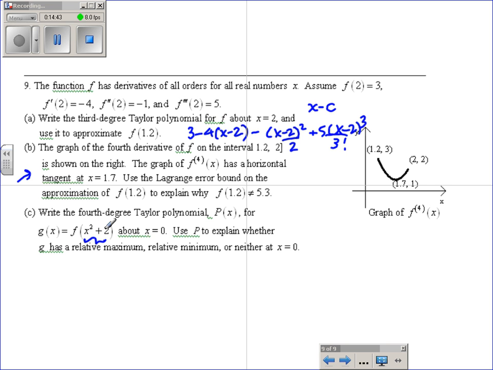Okay, so if we shift this, now we're going to be evaluating the derivatives at the same place. So this is using that idea that we talked about on Tuesday, where it's just a shift of this. And so if I plug in x squared plus 2 for x, what happens is it'll be x squared plus 2 minus 2, so you just get x squared. And so basically everywhere you see x minus 2, you're going to write x squared. So it would be 3 minus 4x squared minus x squared over 2.